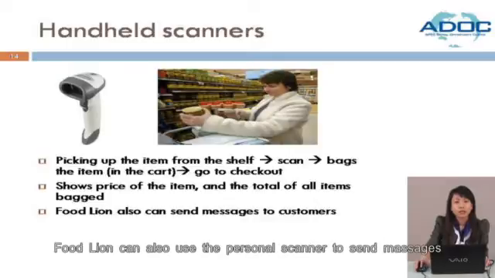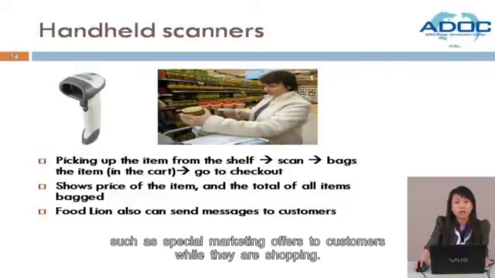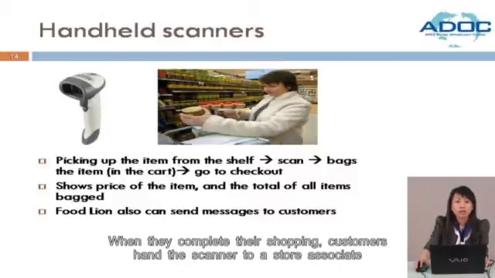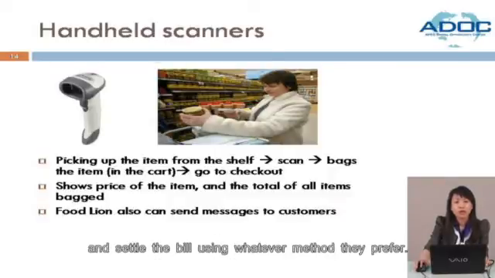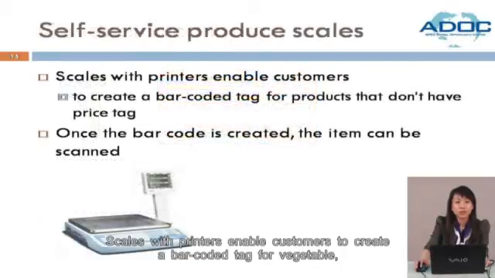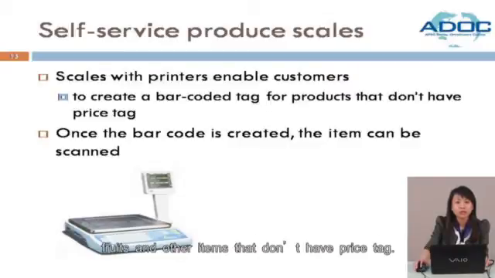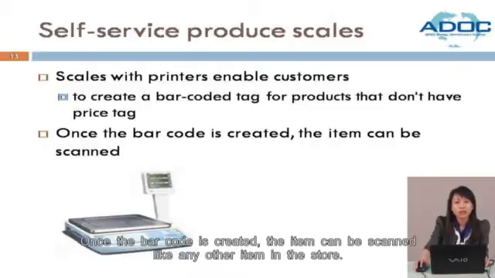Food Lion can also use the personal scanner to send messages such as special marketing offers to customers while they are shopping. When they complete their shopping, customers hand the scanner to a store associate and settle the bill using whatever method they prefer. Scales with printers enable customers to create a barcode tag for vegetables, fruits, and other items that don't have a price tag. Once the barcode is created, the item can be scanned like any other item in the store.